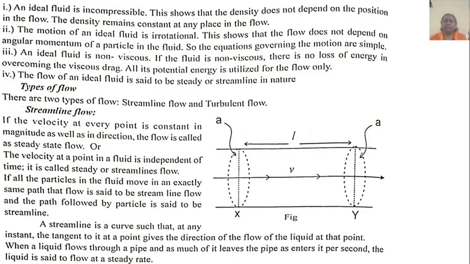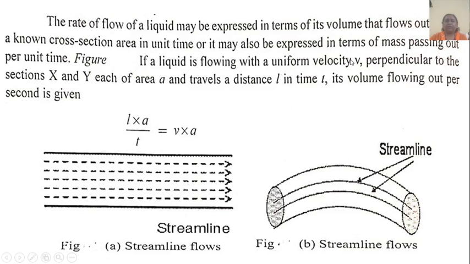Now see in the figure, the rate of flow of liquid may be expressed in terms of its volume that flows out across the cross-section area in unit time, or it may also be expressed in terms of mass passing out per unit area per unit time.